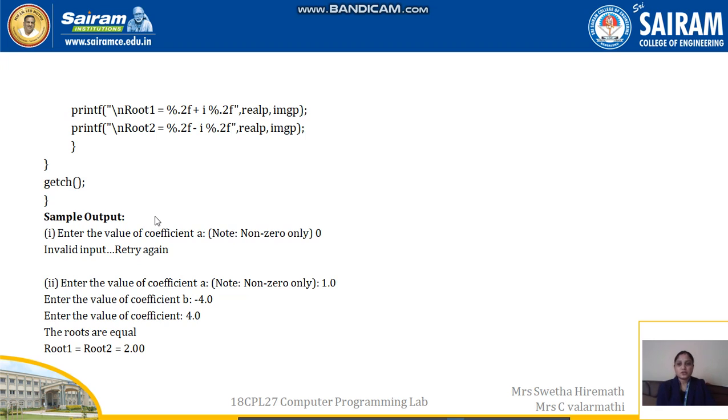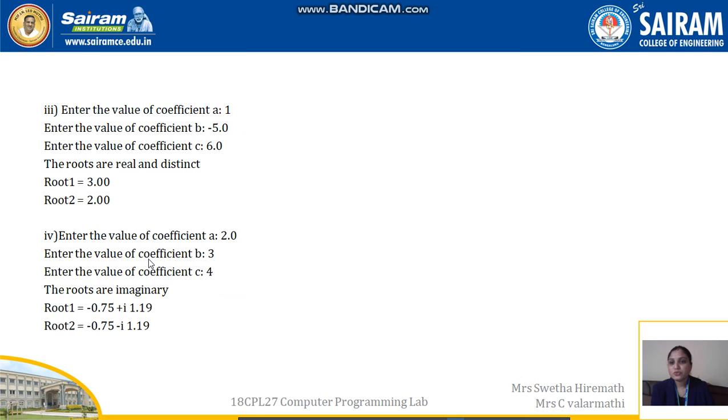We can see two sample outputs here, and how we will be obtaining them. Enter the value of coefficient A. If I enter 0, it shows the error message: invalid input, retry again. If I once again enter A as 1.0, B as minus 4.0 and C as 4.0, then the roots will be equal: root 1 will be equal to root 2. Enter the values of the coefficients. One more output: 1, minus 5.0 and 6.0. Then again we will get real and distinct roots.